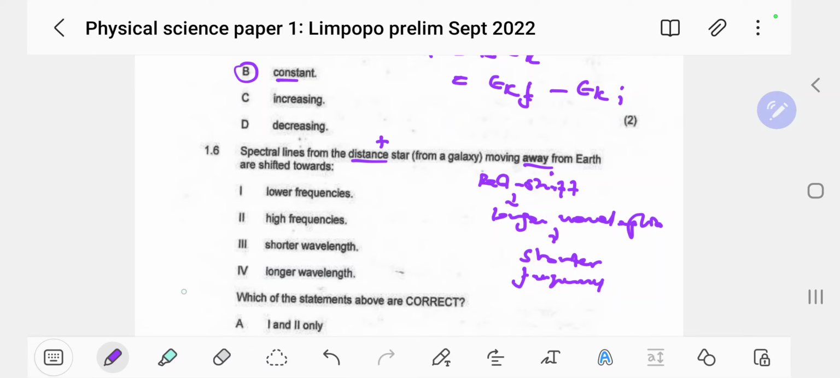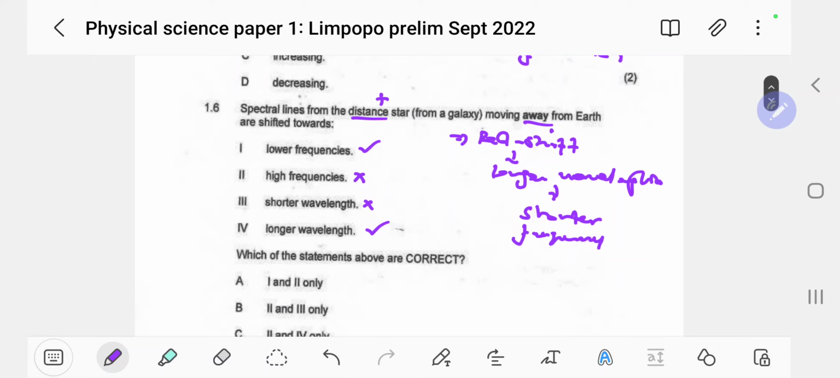Excuse my writing ability there. It's just not getting any better. Okay, so now when we have a red shift, we are shifting towards longer wavelengths and shorter frequencies. Statement 1 says lower frequencies, which is true. Higher frequencies, no. Higher frequencies means shorter wavelengths, and that is a blue shift. So shorter wavelengths, no, it can't be shorter wavelengths, right? It's longer wavelengths. And is it the longer wavelengths? Yes, that is true. Now the question is, which of the statements above are correct?